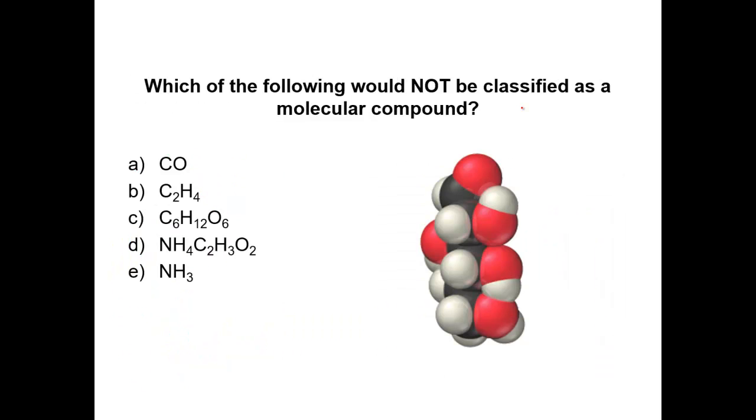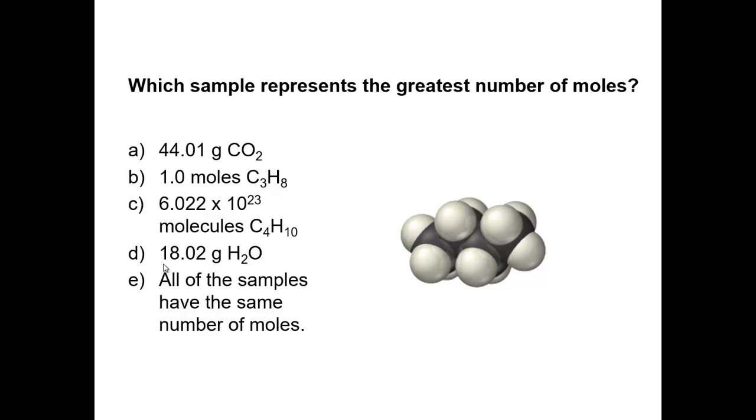Here's the same thing about classifying as a molecular compound. So over here we're looking at something that starts with a non-metal. So certainly carbon is a non-metal, so that would be molecular. So we're looking for which one is not. Both of these start with nitrogen, but you've got to recognize that ammonium is an ion. It's a positive ion, a cation. So that would not be molecular. So the answer would be D.